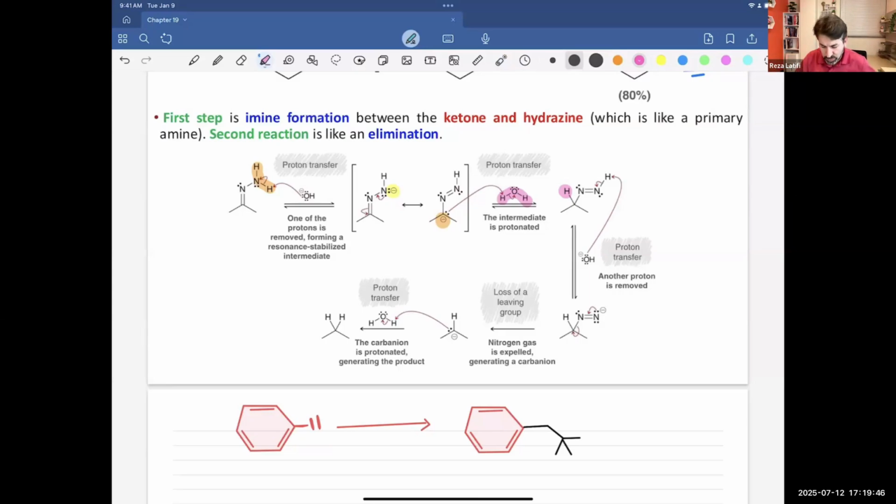The terminal nitrogen does have another H attached to it. Can I take that H? The answer is yes, as long as you have a basic group inside the solution. If you have enough hydroxide, it is going to go after that H because it's a strong base, and it will remove that H. That's going to leave you with a negative charge on the terminal nitrogen. Look at the terminal nitrogen. Right now it has two lone pairs, and it can use one of those lone pairs.